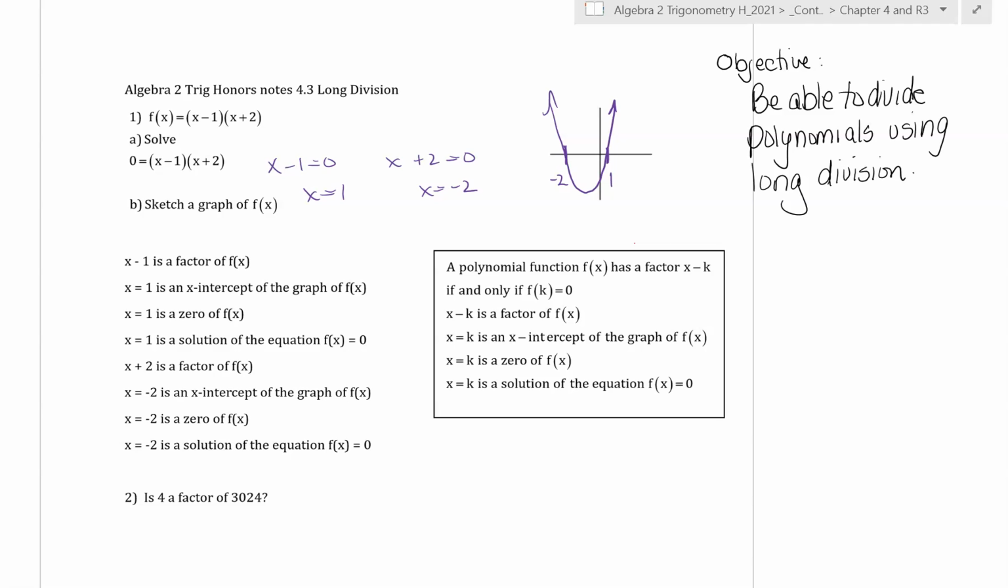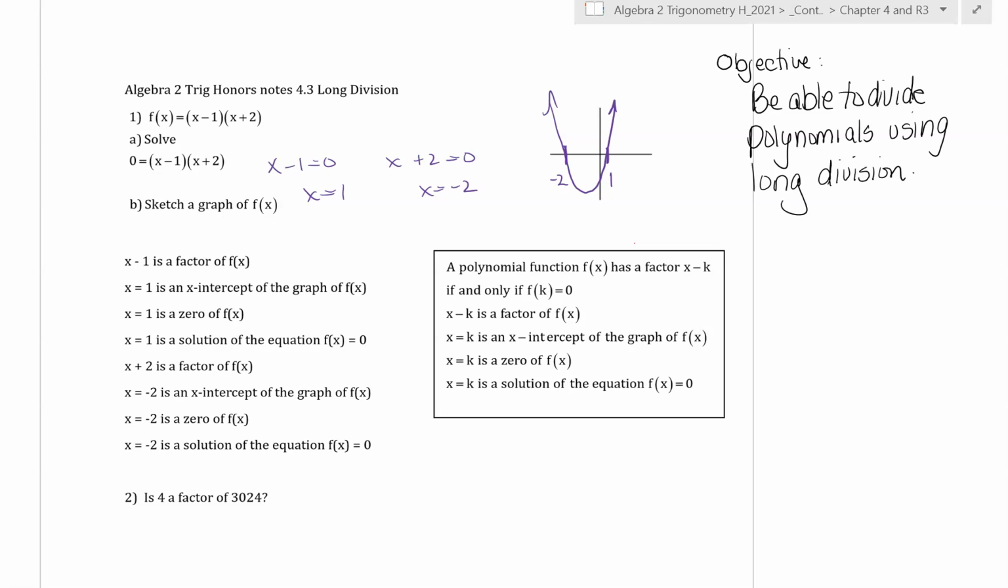x minus 1 is a factor of f of x. x equals 1 is an x-intercept of the graph of f of x. x equals 1 is a 0 of f of x because when x is 1, the y-coordinate is 0. x equals 1 is a solution of the equation f of x equals 0. Similarly, x plus 2 is a factor of f of x. x equals negative 2 is an x-intercept of the graph of f of x. x equals negative 2 is a 0 of f of x because when x equals negative 2, the y-coordinate is 0. x equals negative 2 is a solution of the equation f of x equals 0.